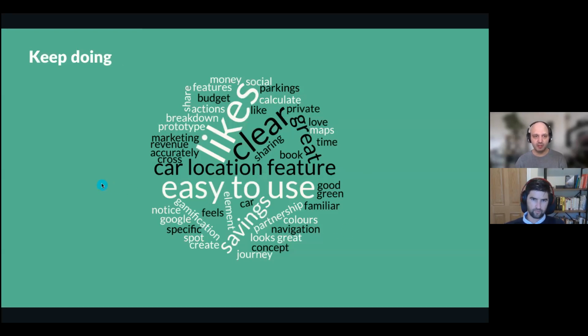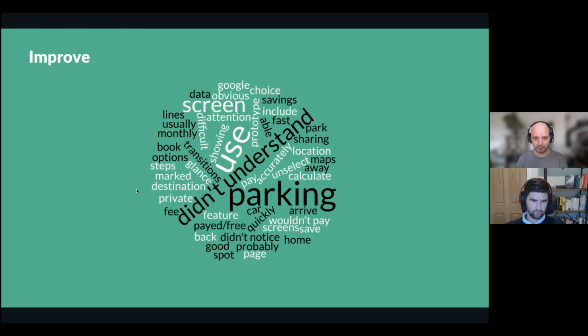I've also built a word cloud, which also demonstrated some of the good things, some of the things that I should keep on doing and focusing on. Again, the car location feature really got quite a lot of attention, and also the fact that the application is very easy to use. So this is the main point that I would focus on.